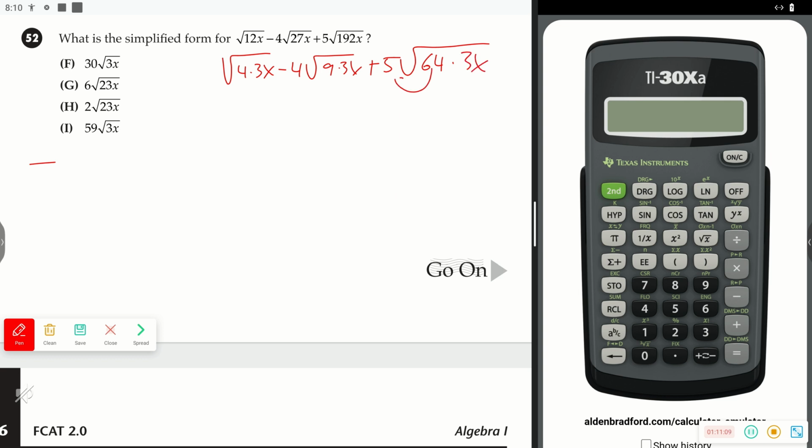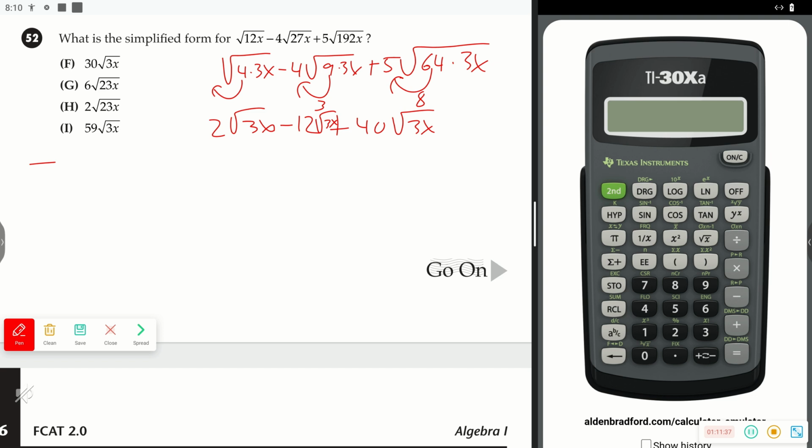So now I'm going to pull these numbers out. The square root of 4 is 2, so I have 2 times the square root of 3x minus, I'm going to pull out a 3. The square root of 9 is 3, so negative 4 times 3 is negative 12, plus, whenever I pull out a 64, it's going to be an 8, so 5 times 8 is 40 times the square root of 3x. Oop, I forgot to write my square root of 3x here.